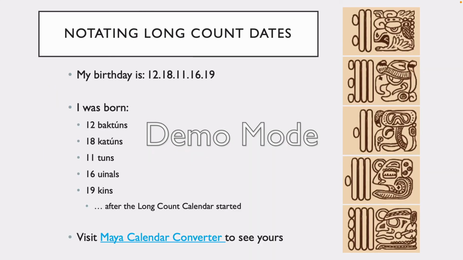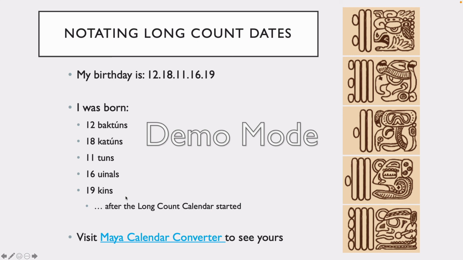So when we're notating the long count dates, we can see, again, the symbols are listed from left to right or top to bottom when you're reading them on the stela from the Maya sites. Here's my birthday as an example then. I was born 12 baktuns, 18 katuns, 11 tuns, 16 unals, and 19 kins after the long count calendar started.